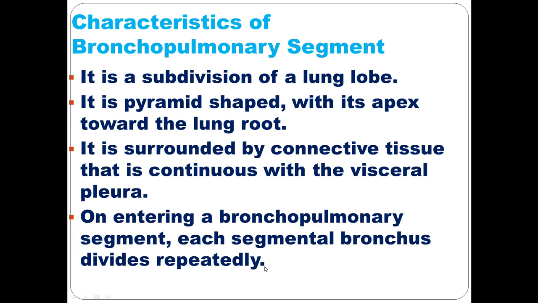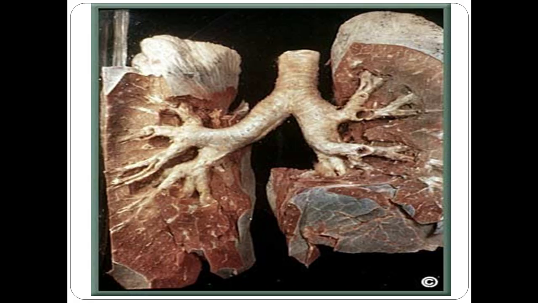Don't worry, we can just see the slides, the diagrams. It will be easy for you to understand. Now here are the 2 lungs. What is this? Trachea, dividing into right and left main bronchi. And can you see the divisions? These are the tertiary bronchi, and they are going to supply the bronchopulmonary segments.